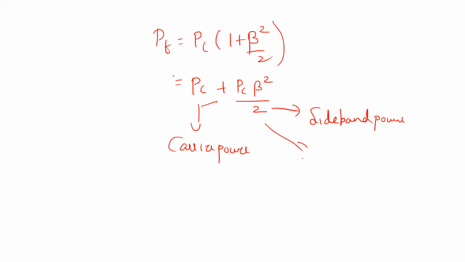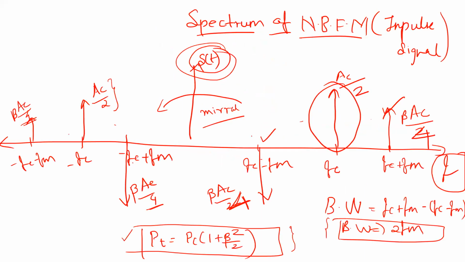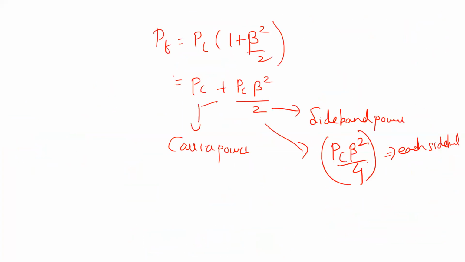So you can reduce it as this for each sideband. Why is this divided by two? Because there are two sidebands, so for one it is PC beta square by 4. Right? Each sideband. Yes, each sideband.